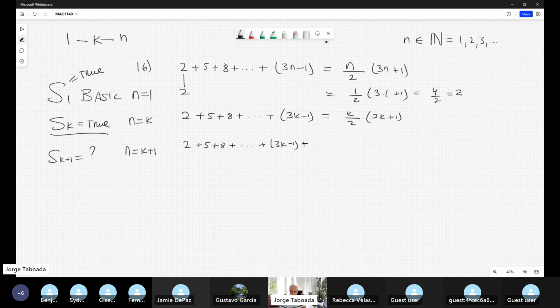Plus, I include one more, which is 3(k+1) minus 1. And the only thing I did was replace k with k plus 1. I said, no, but I don't like this. I manipulate it a little bit, apply the distributive property: 3k plus 3 minus 1 is 3k plus 2.